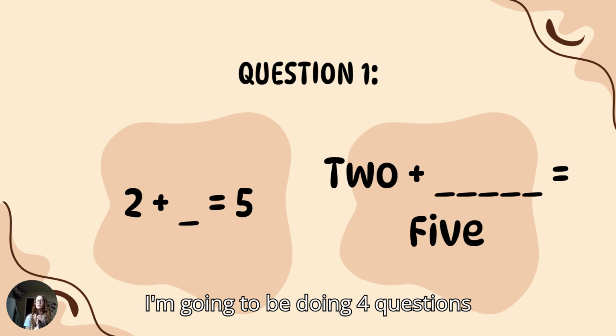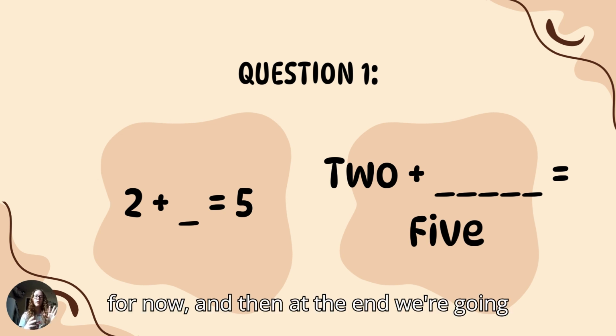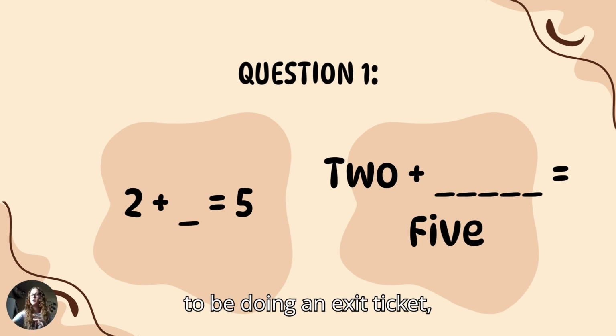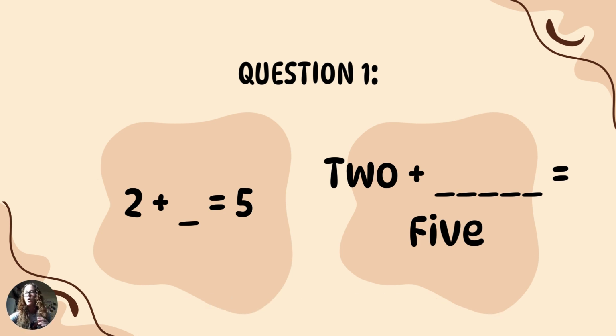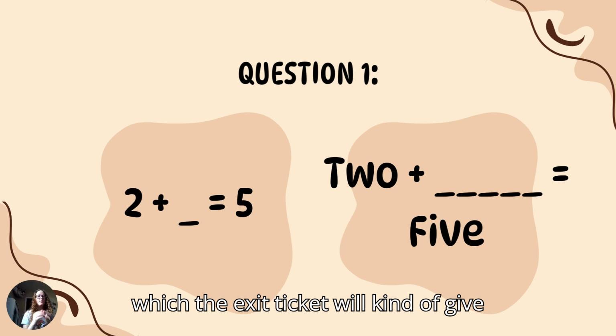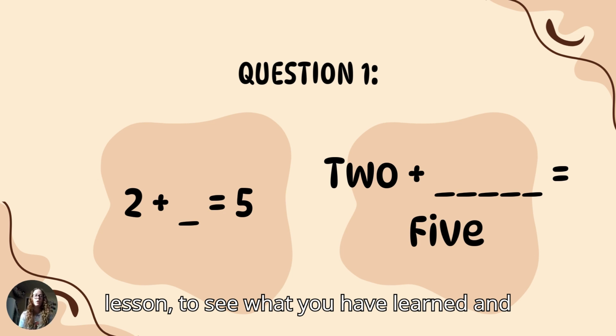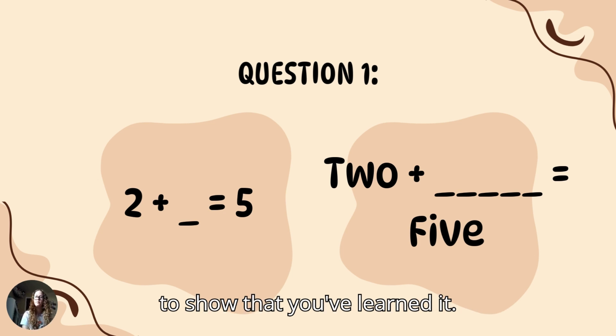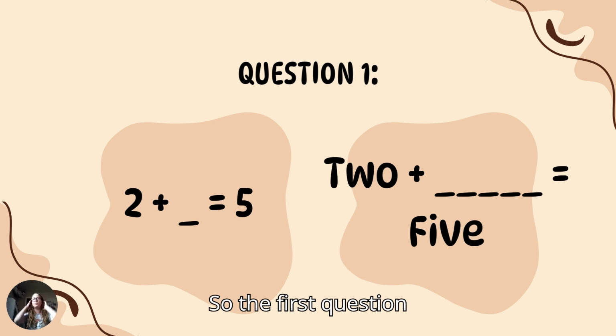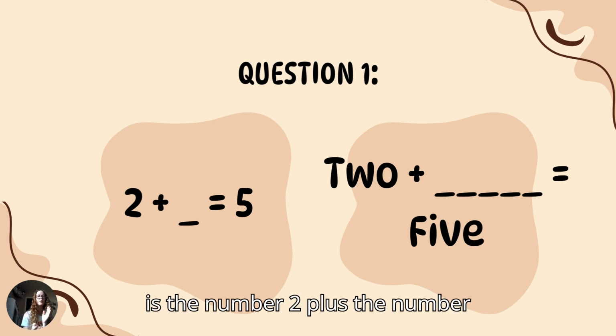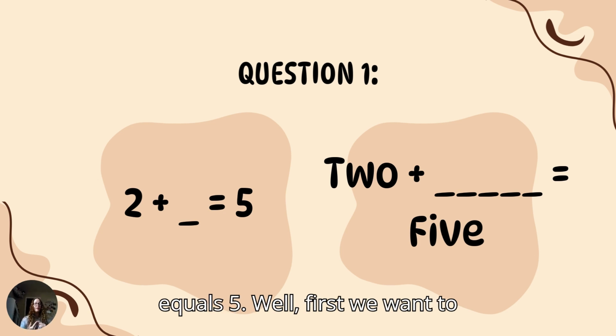Now I'm going to be doing 4 questions, and then at the end we're going to do an exit ticket, which will give you an opportunity to work on some questions by yourself at the end of this lesson to see what you have learned and to show that you've learned it. So, the first question is the number 2 plus a number equals 5.